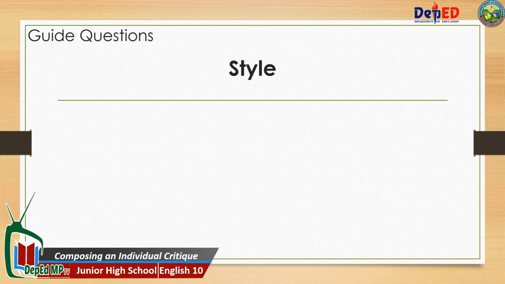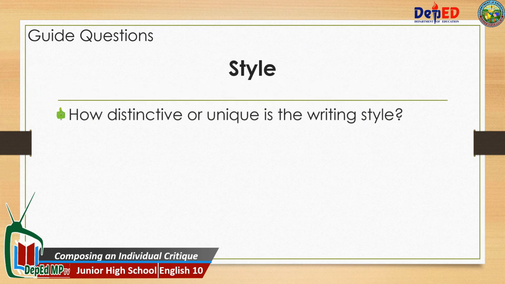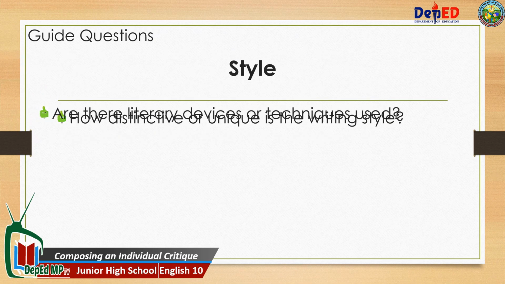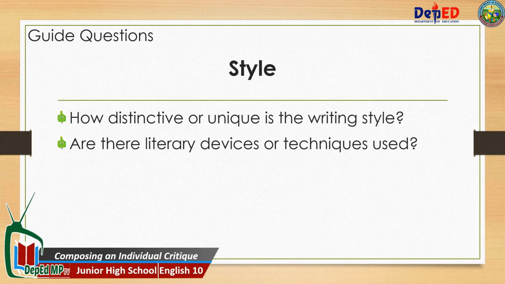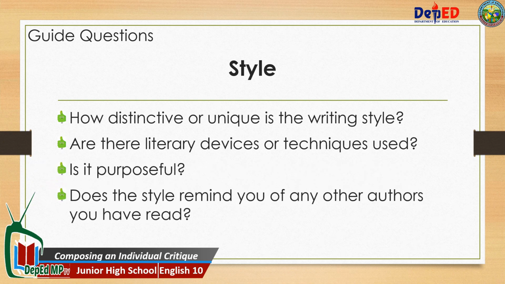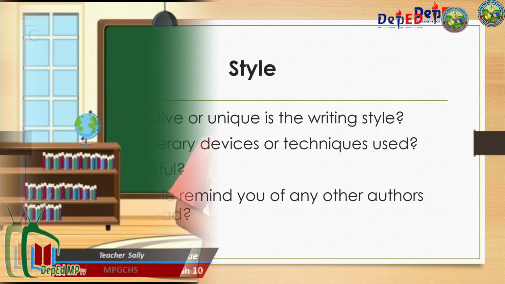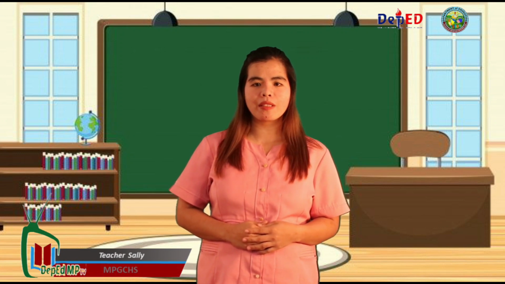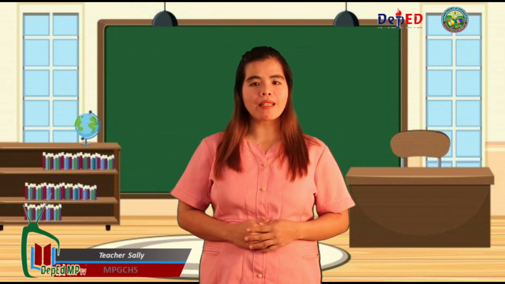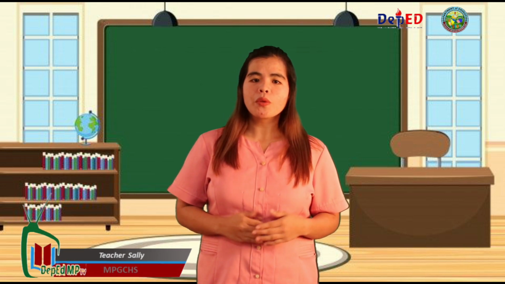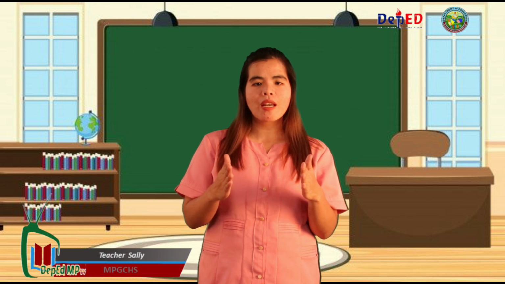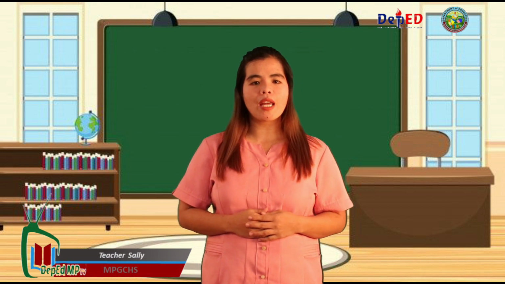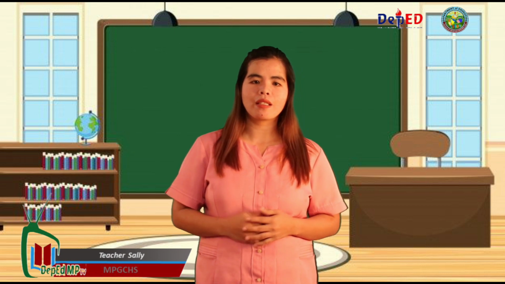The following are the guide questions for the last element. How distinctive or unique is the writing style? Are there literary devices or techniques used? Is it purposeful? Does the style remind you of any other authors you have read? Having the answers to all those questions does not mean that a critique is good. You still need to plan how you are going to present them or weave them together so that there is cohesion and coherence. So, do not just combine the answers of the questions. That would show weakness and lack of creativity and brilliance on your part as the critic.